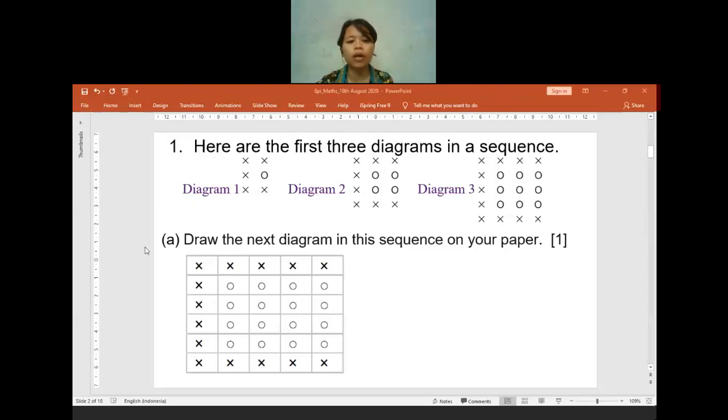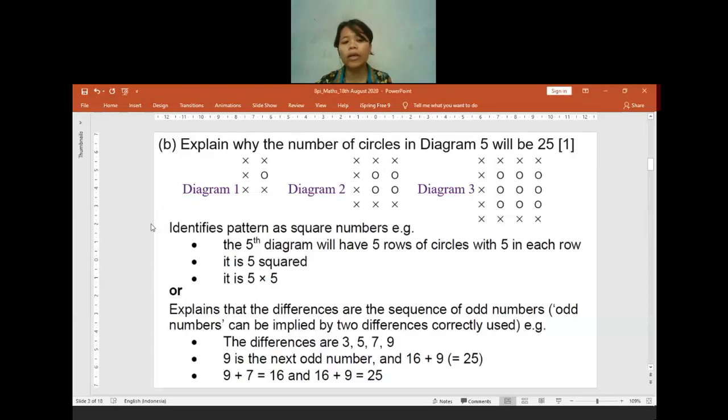For question 1B, we will use the same diagram, and the question asks to explain why the number of circles in diagram 5 will be 25. So you can just compare the number of circles in each diagram. In diagram 1 there will be 1 circle, diagram 2 will have 4 circles, diagram 3 will have 9 circles. You can check it by checking their difference.